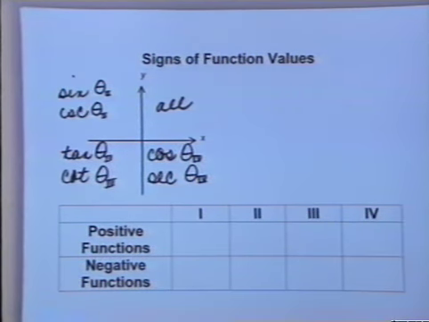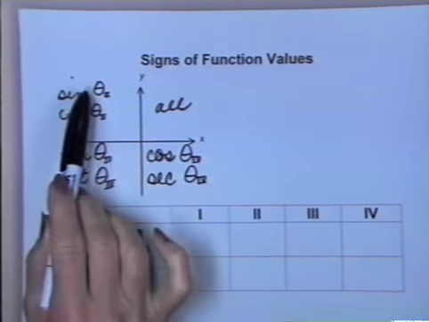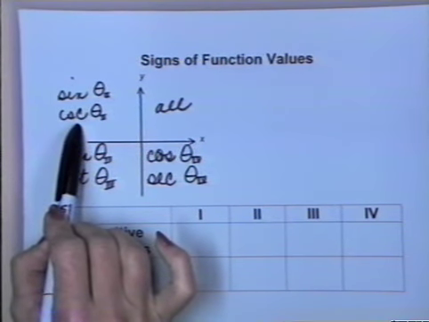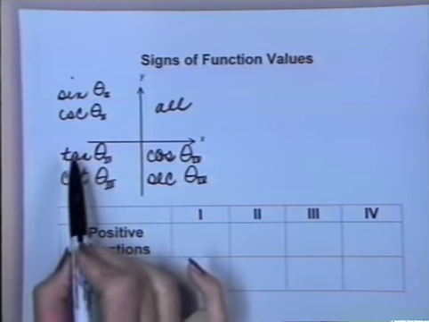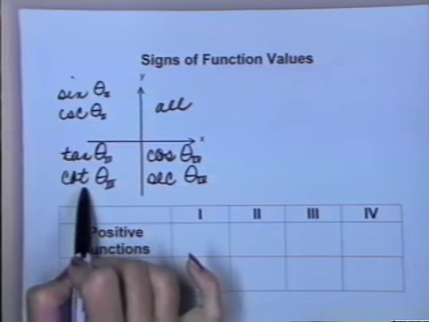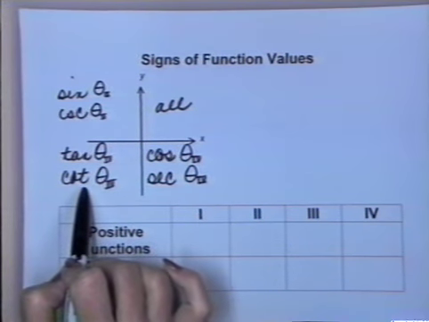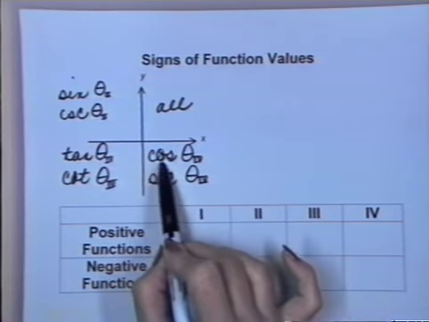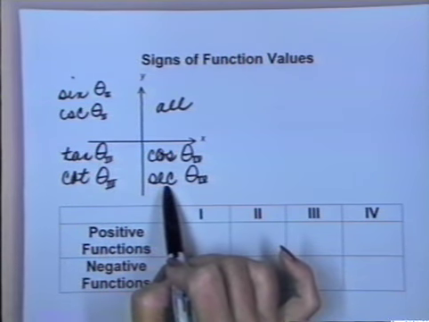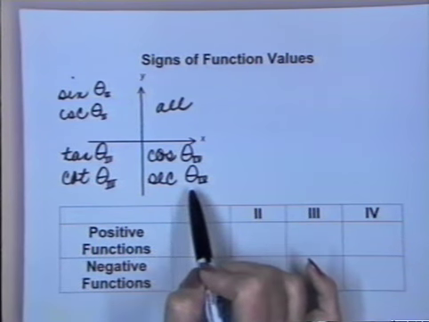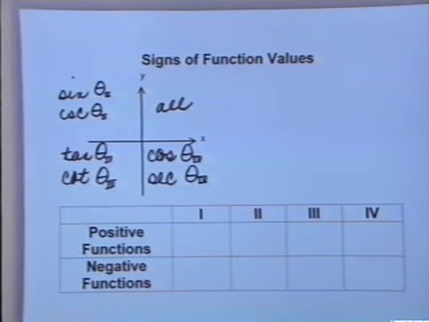Now, it's important for you to know in a quadrant, for instance, in the second quadrant, that the sine function and cosecant function are positive and that all the other functions are negative. In the third quadrant, the tangent function of third quadrant angles and the cotangent function of third quadrant angles are positive and all other functions are negative. In the fourth quadrant, the cosine of fourth quadrant angles and the secant of fourth quadrant angles are positive. All other functions of fourth quadrant angles are negative. And of course, all functions are positive for first quadrant angles.